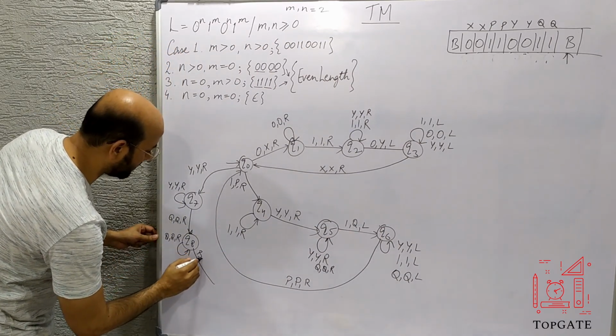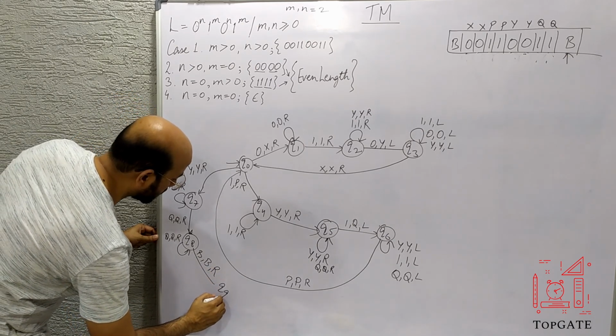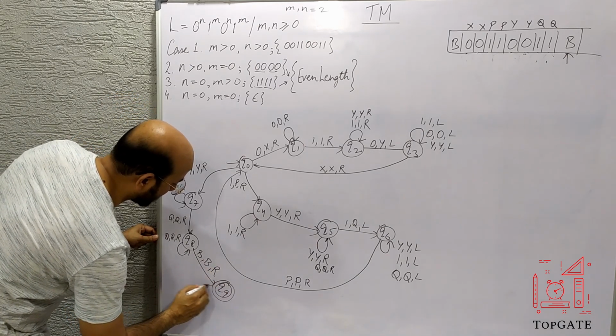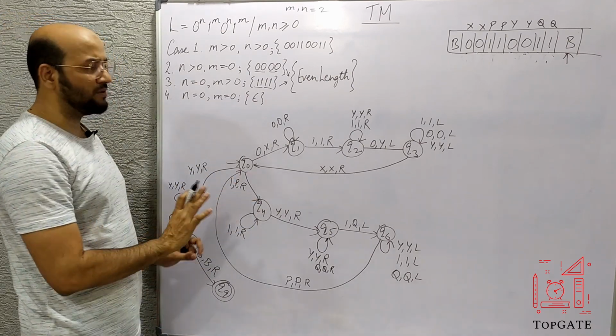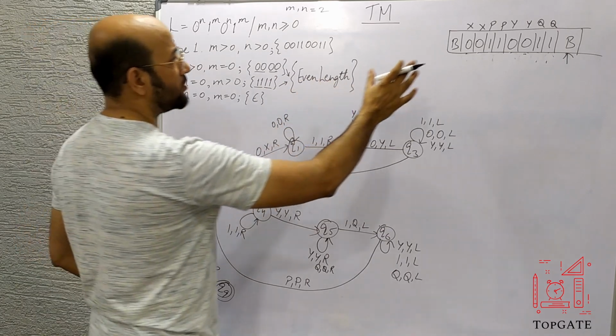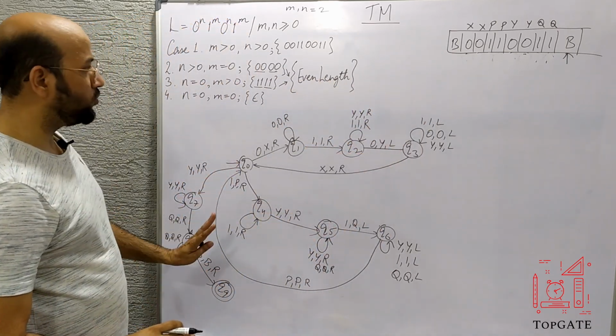That is, if you find a B, keep it as B, go to the right side and go to the final state, and we are done. So this is the first case, straightforward, a simple case. All these zeros and all these ones have been compared and now we are done and we have reached the final state Q9.